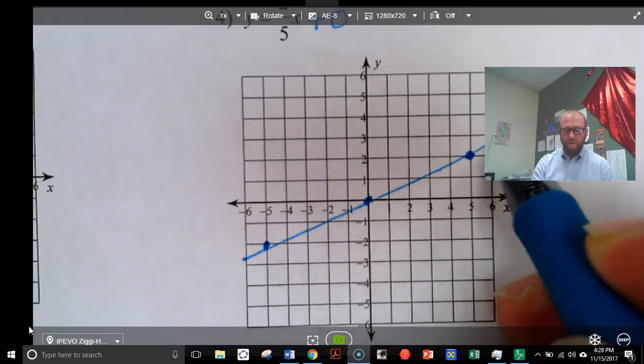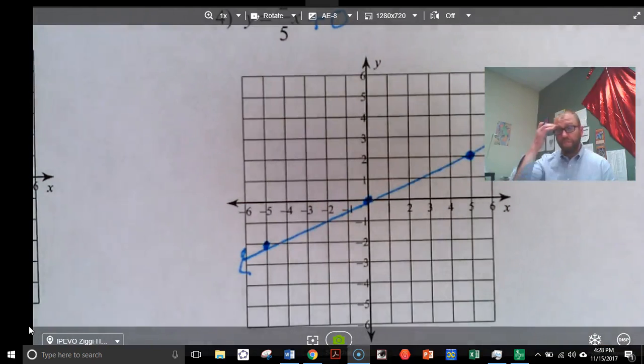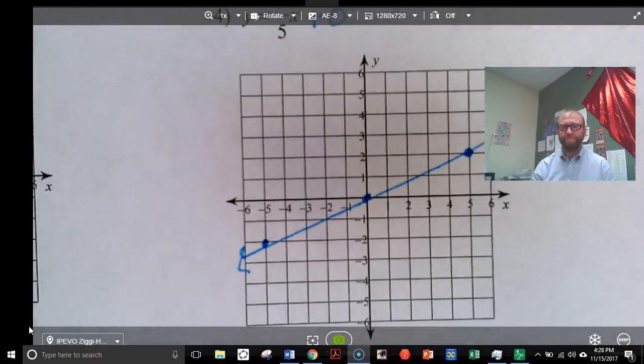Just connect those with a nice straight line. Okay. And we're done. Well, good luck with the rest of these.